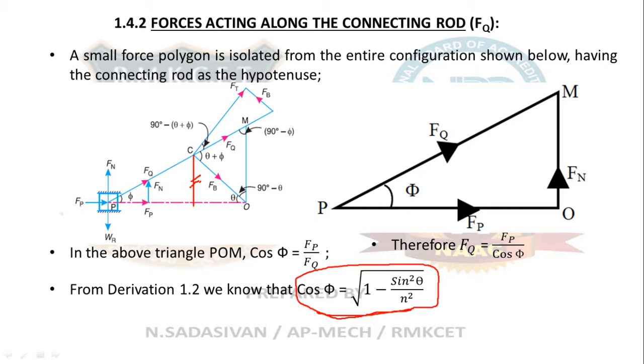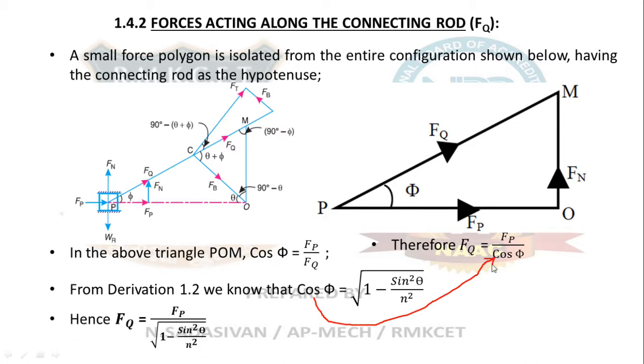Therefore cos phi equal to root of 1 minus sin square phi. That is the actual formula. In place of sin phi I am writing sin theta by n. That is the only difference here. Therefore I get a different formula: cos phi equal to root of 1 minus sin square theta by n square. I am going to put this in this place, so my formula changes. Fq equal to Fp by root of 1 minus sin square theta by n square. That's it.